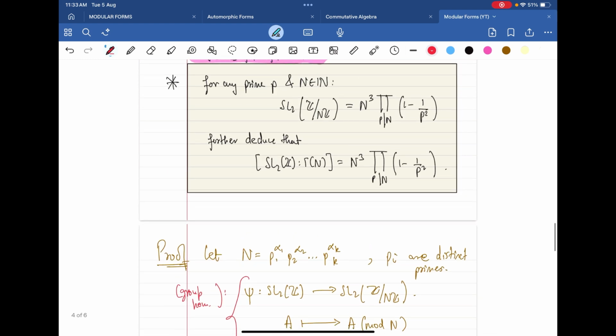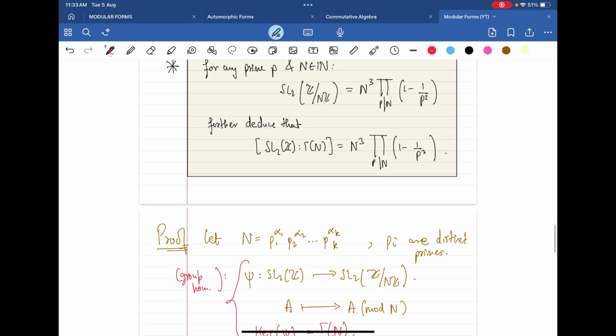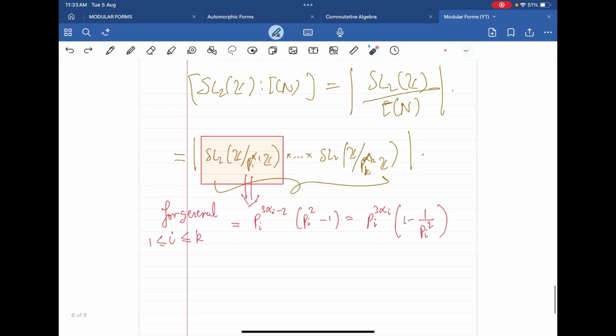The rest is just the product running over all the prime factors that divide n. So we are able to find the relation. This contributes the n cubed, and this contributes the product over p dividing n. And now we are done. The proof is done. It's a long proof, but it's interesting, and I like that proof so much.